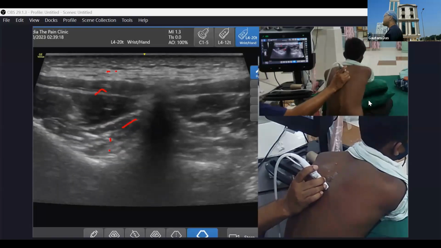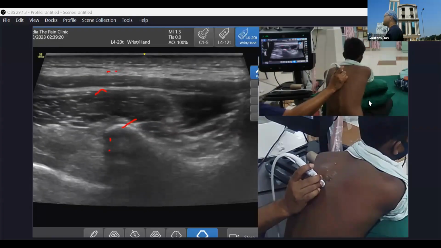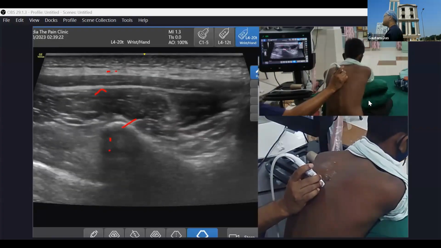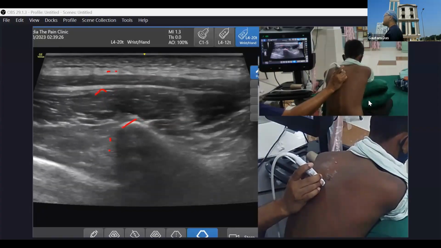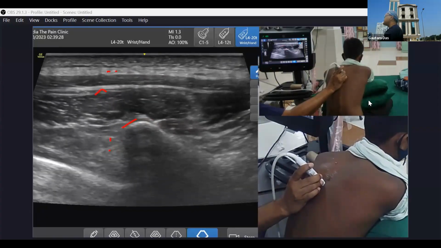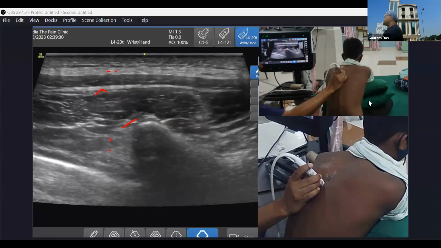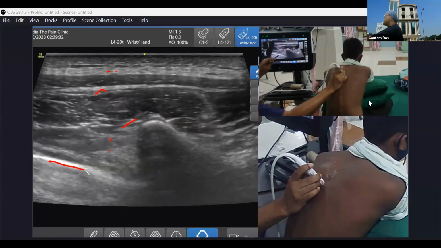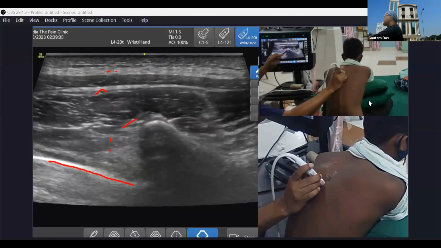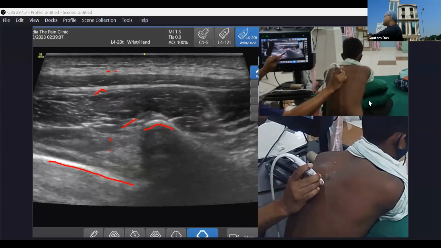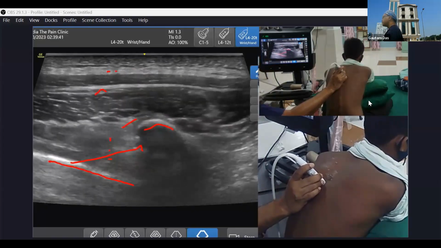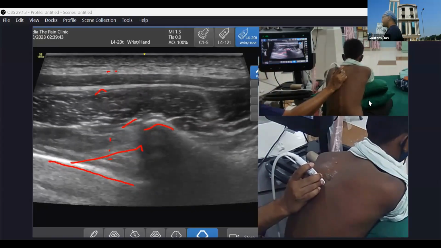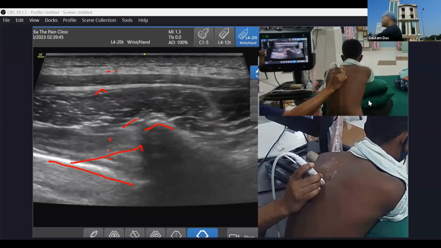So here also another important thing I forgot to mention is if you wish to do the paravertebral block. So paravertebral block can be done here. So here you can see this is your pleura, this is your transverse process. So this is your membrane. And you can pierce it and you can go into this.